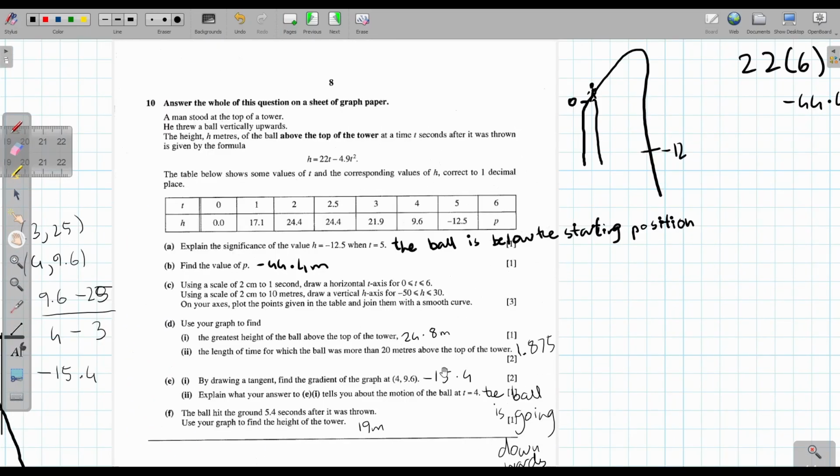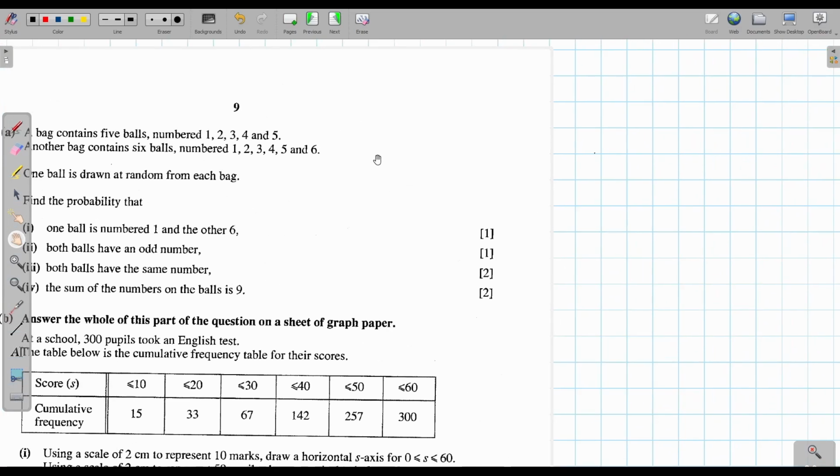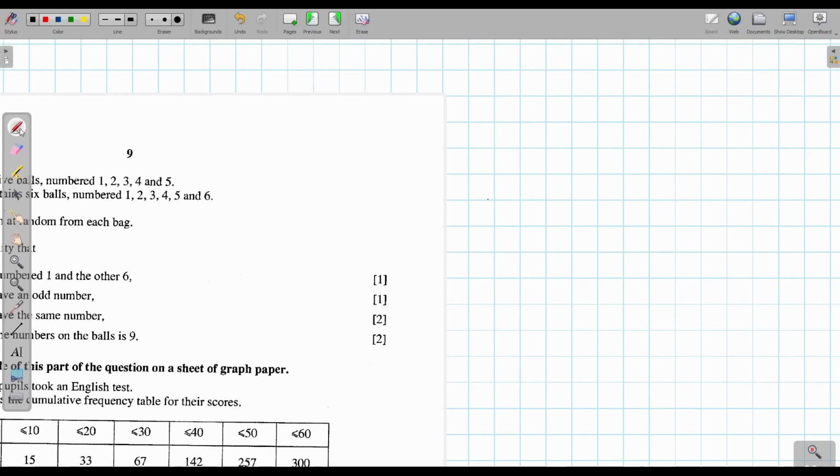But that's question 10. Okay, last question of the day. So a bag contains 5 balls numbered 1 through 5, and another bag contains 6 balls numbered 1 through 6. One ball is drawn at random from each bag. Find the probability that one ball is numbered 1 and the other is numbered 6. So for the first one, we want 1 is numbered 1 over 5 possibilities, and from the other one, we want numbered 6 out of 6 possibilities.